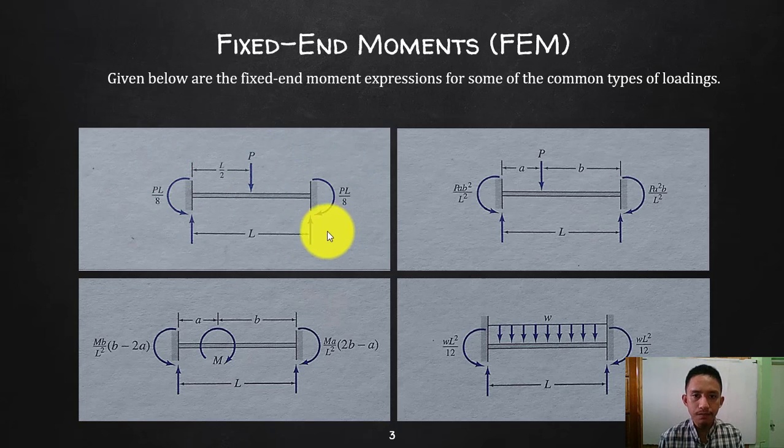These are derived by other methods, just like consistent deformation. Try to figure out other types of loading. I presented here the formulas for common types of loading. The common types are a concentrated load in between, a concentrated load somewhere in the span. Again, AB determines the location of that, if it is not exactly at the middle.